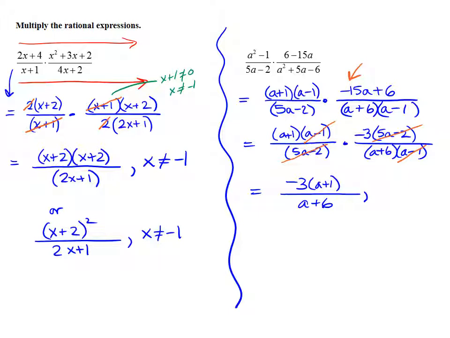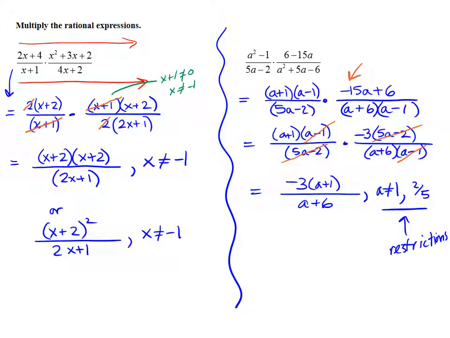The last thing is to recognize that these things you canceled in the step before, technically it only works as long as they're not equal to 0. So a minus 1 is not equal to 0 as long as a is not equal to 1. And then 5a minus 2 is not equal to 0 as long as a is not equal to 2/5. So there's actually two values here that a cannot be. These are the restrictions that must go into play for this to be a simplified result.